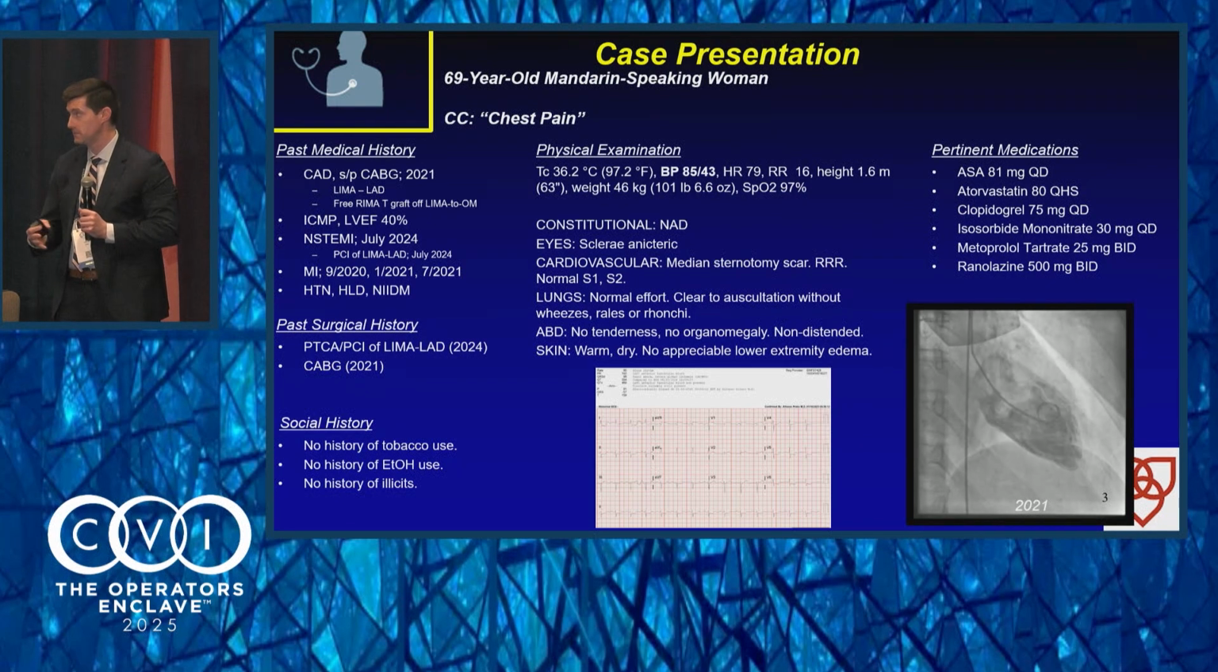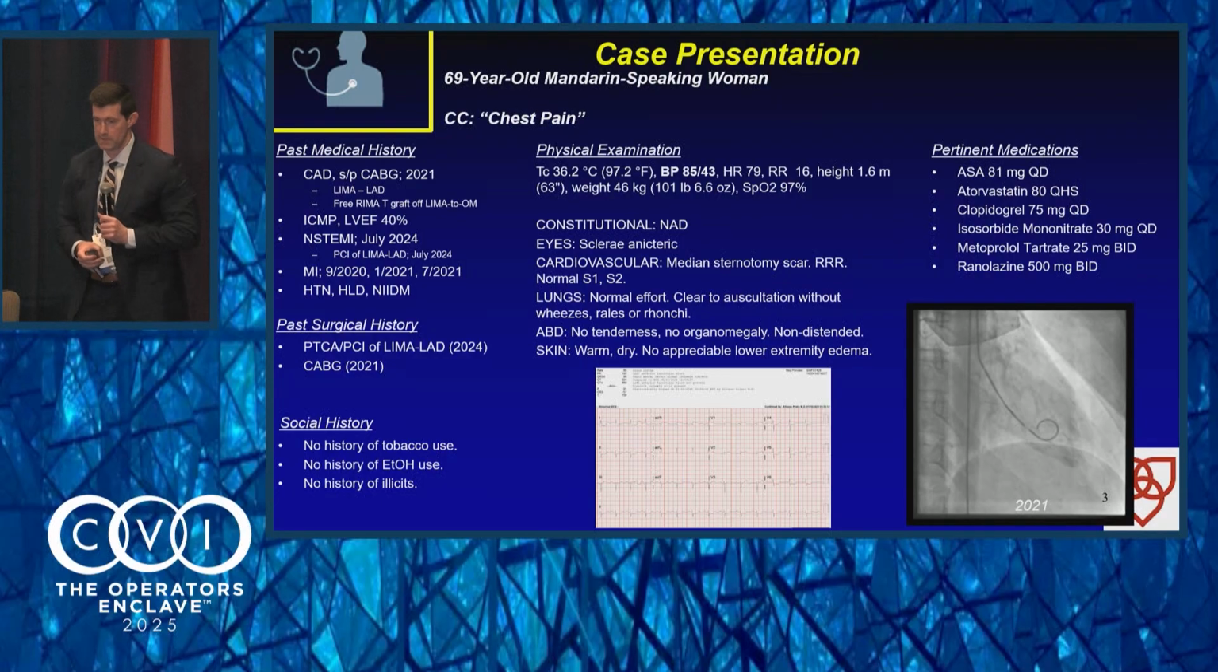So this is a lady that came to our cath lab, 69 years of age. She's Mandarin speaking. Her coronary disease history dates all the way back to about 2020 when she had her first myocardial infarction, and she was treated percutaneously. There's a stent in the OM as well as in the proximal LAD. She had pretty aggressive in-stent restenosis, and ultimately she went down the pathway of surgical revascularization.